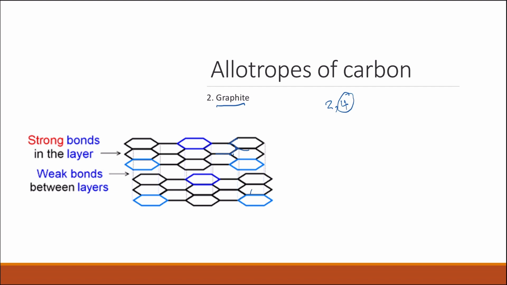However, between the different sheets, there are no covalent bonds. Instead, there are weak bonds between the layers or the sheets. And because there are weak bonds, the different sheets are held together weakly, so they are free to move over each other. This is why graphite is soft and slippery, and it's ideal as a lubricating agent. They still, however, have a high melting point, and this is because of the covalent bonding between the different carbon atoms within the sheets.